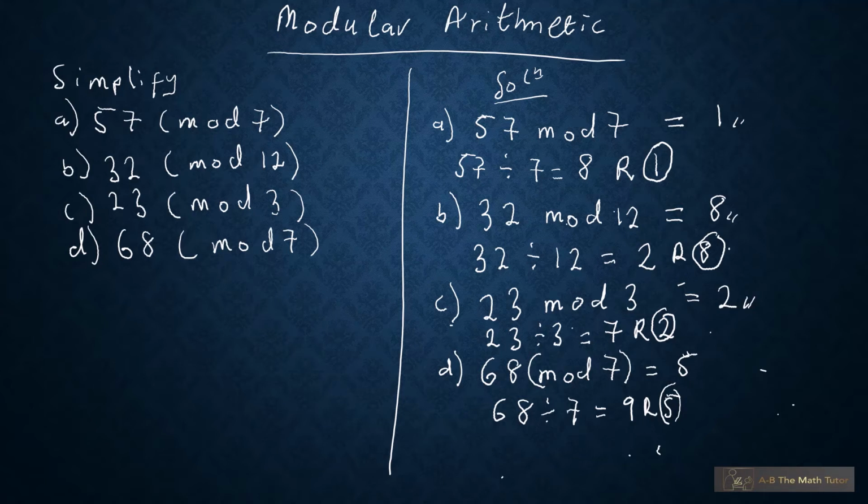So that's basically the concept of modular arithmetic. Whenever you are dealing with any big number or any number at all in a particular mode, what you do is you do the division and look at the remainder. So your answer would be that particular remainder.